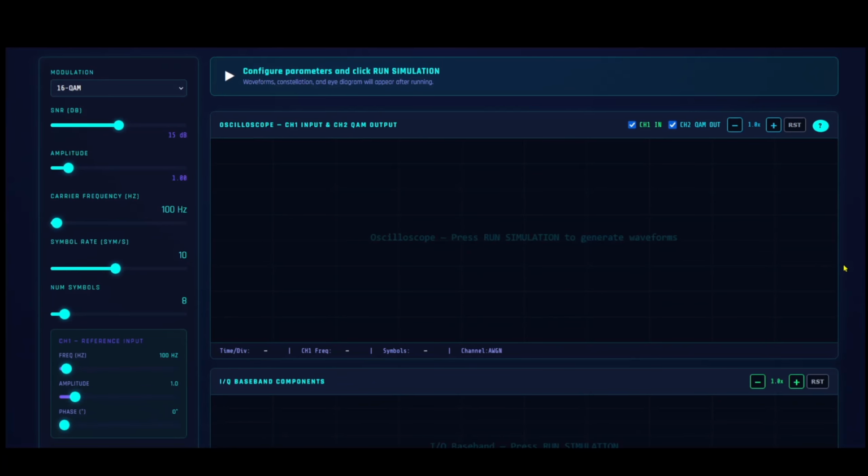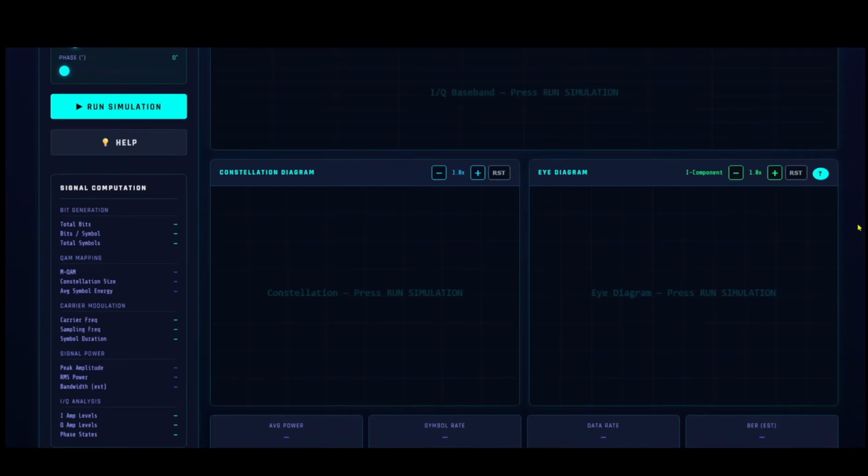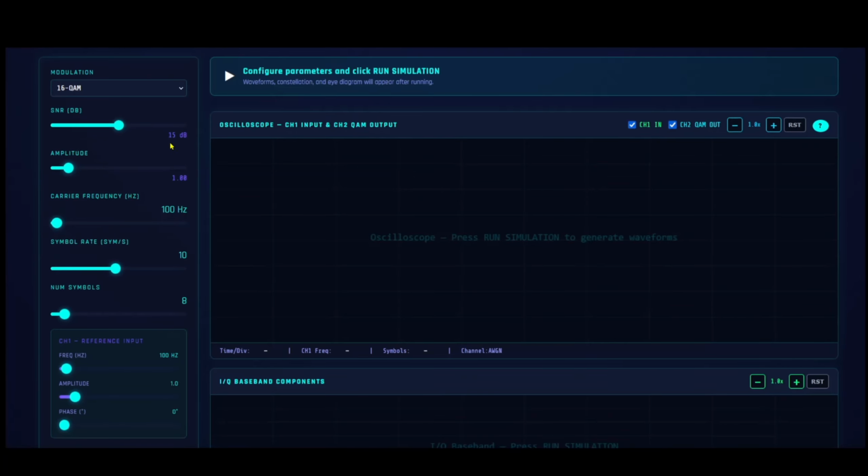This simulation allows us to analyze 4 QAM, 16 QAM, 64 QAM, and 256 QAM by adjusting parameters like SNR, amplitude, carrier frequency, symbol rate, and number of symbols. We can observe the effects on waveforms, IQ baseband components, constellation diagram, and eye diagram in real time. First, I'm going to select the type of QAM I'm going to work with. I will select 4 QAM. SNR controls the noise level. Increasing SNR reduces noise and improves quality. Decreasing SNR increases distortion. And then amplitude controls signal strength.